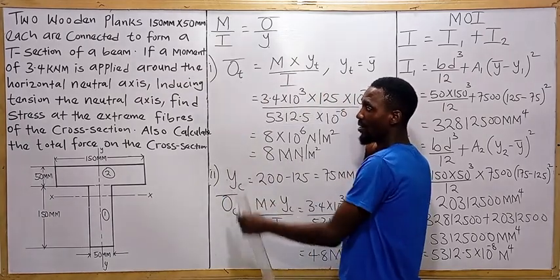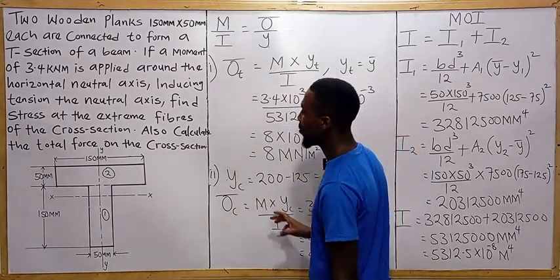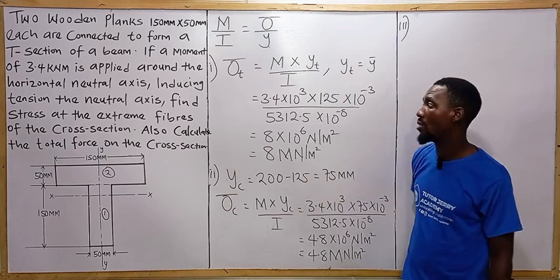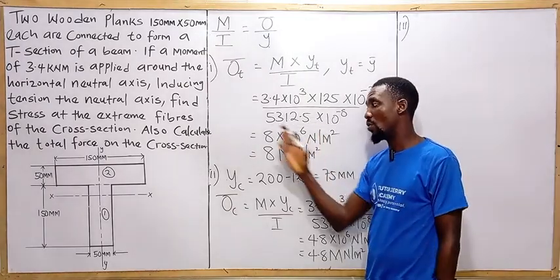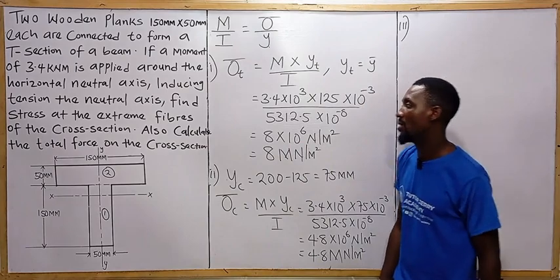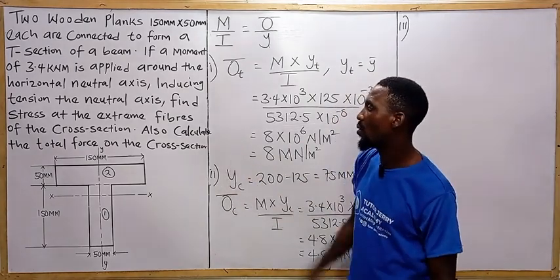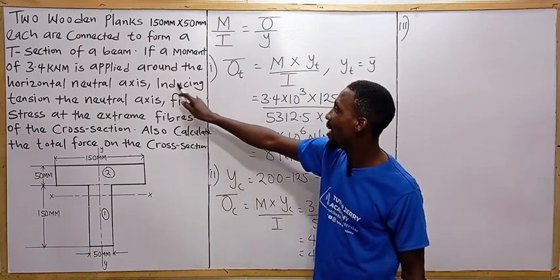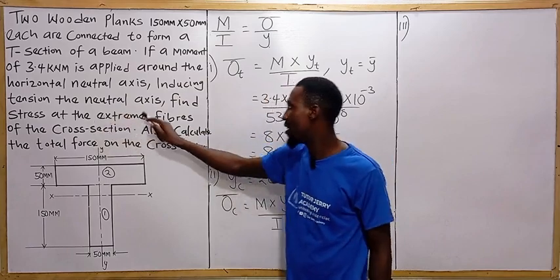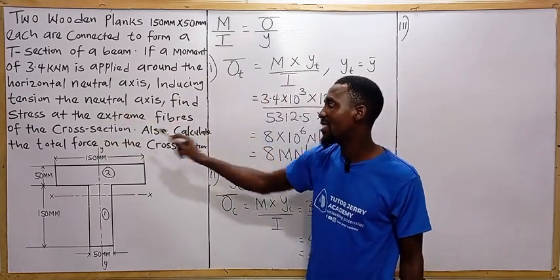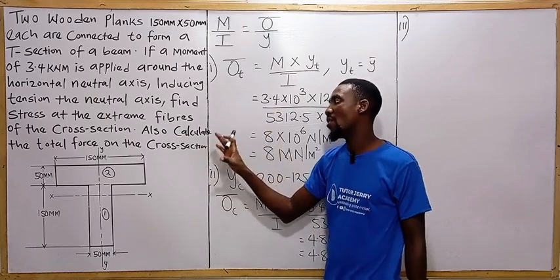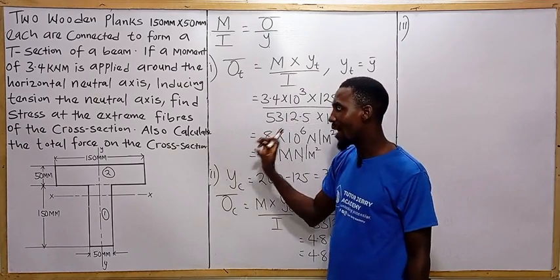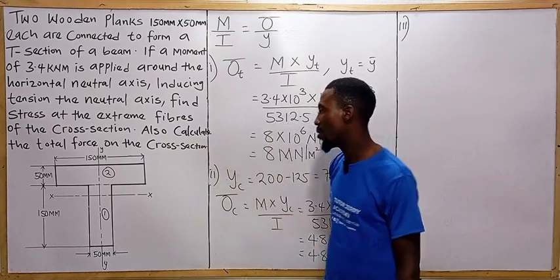So the other question says we should calculate the total force on the cross section. So we have the second question, though it is just a 2-in-1 question, but it is 3 questions in this, guys. All right, so calculate the total force on the cross section. You have to take note of this. They said inducing tension, the neutral axis. Find the stresses at the extreme fiber of the cross section. We have done that, and also calculate the total force on the cross section.